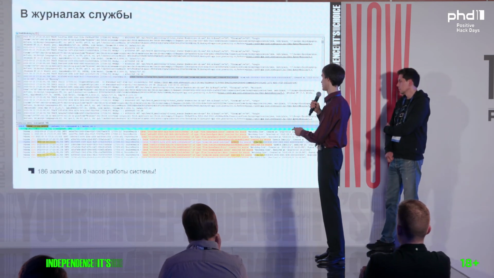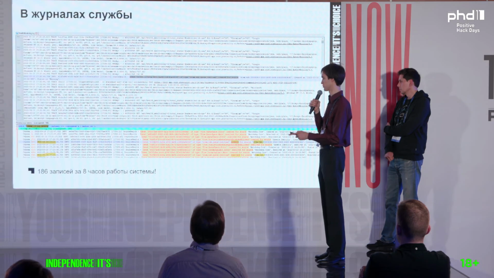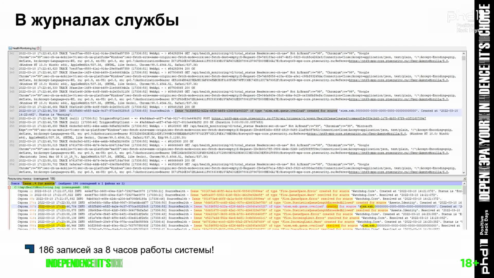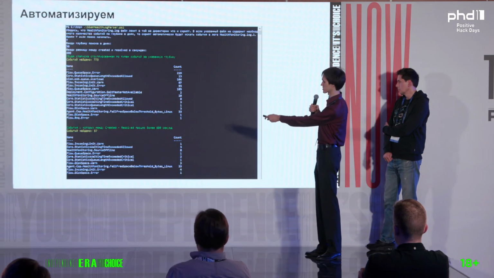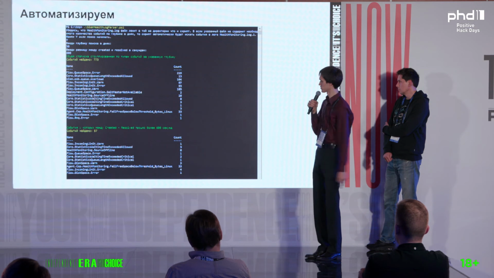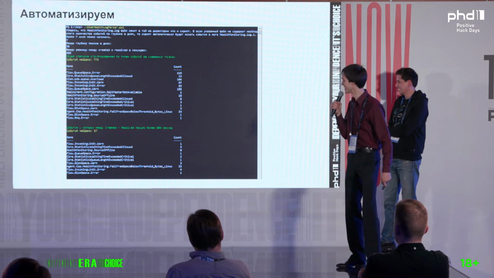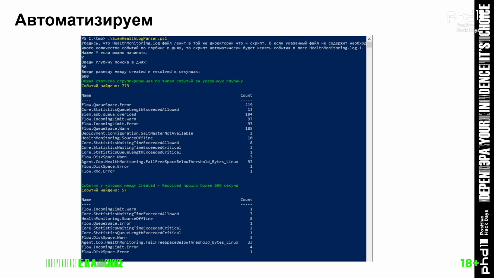What are the goodies to be found here? We have error type, error ID, name of component, type, queue space error, and so on. All the stuff you can see here. I'm sorry, you probably cannot read it.